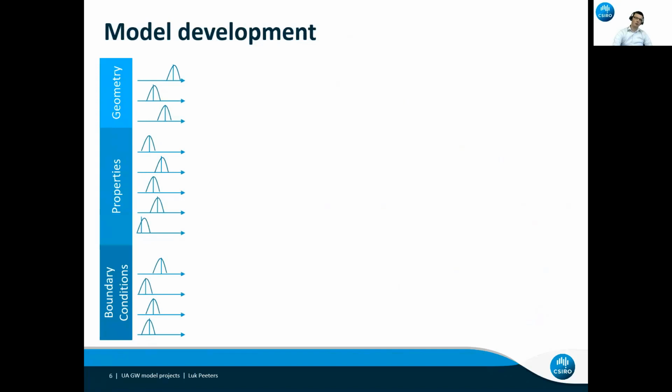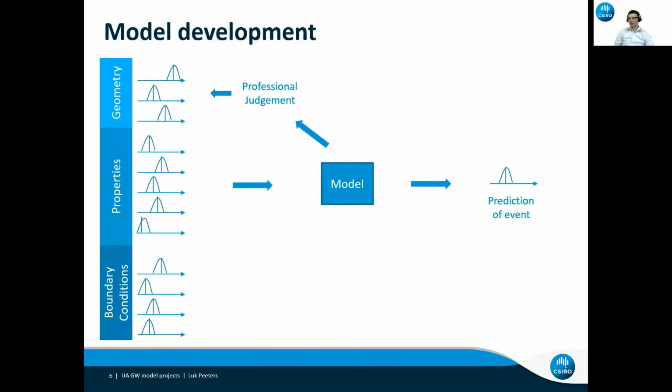So once you define these numbers or these ranges of numbers, you feed them into your model, and they'll end up producing the prediction of your event or a range of predictions of that event so that you can start computing probabilities. Anyone who has ever been involved in a groundwater modeling project knows that a lot of professional judgment goes into building those.